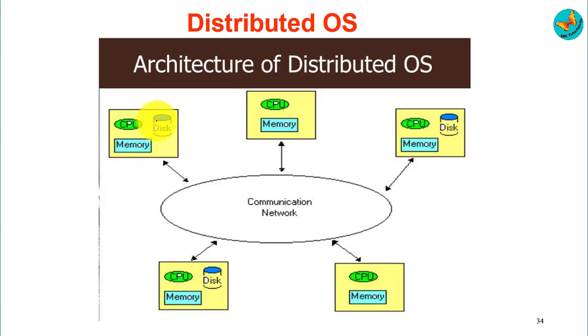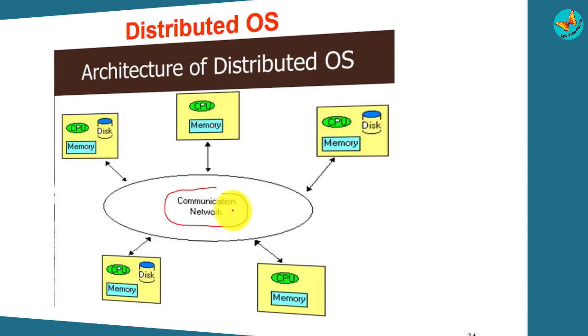So likewise, the system is widely distributed, and they are all connected together by using this communication network of cables, right? And that is why we have written that networking is a must in a distributed operating system.